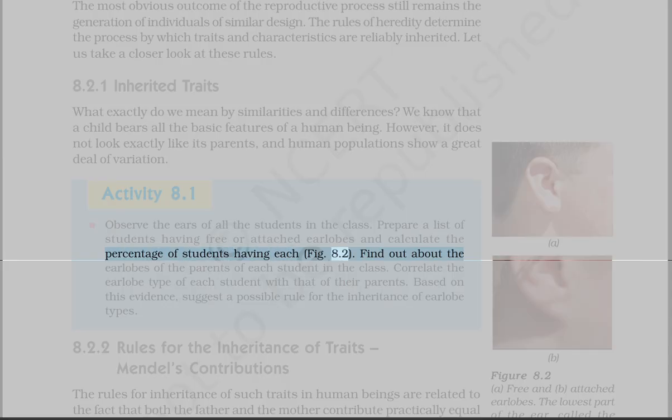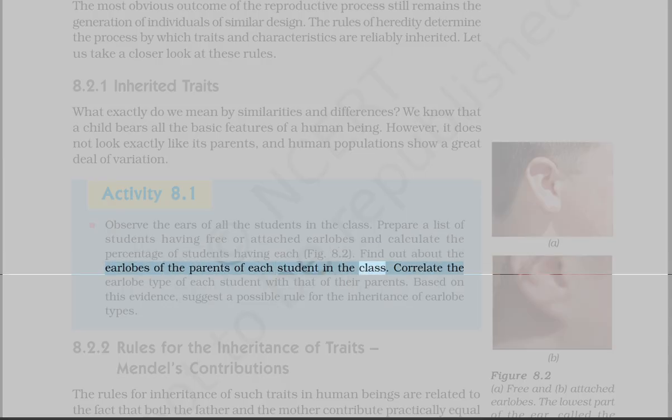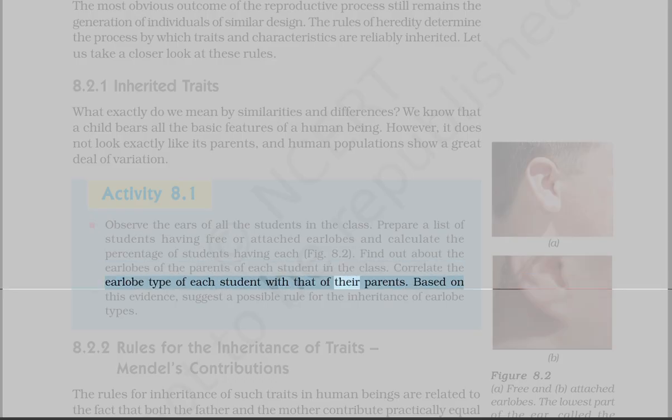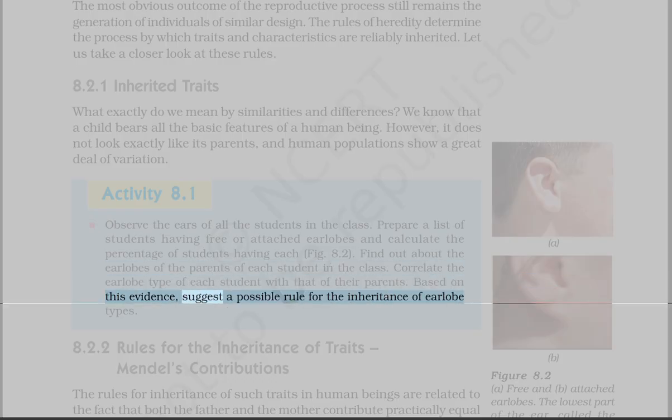Find out about the earlobes of the parents of each student in the class. Correlate the earlobe type of each student with that of their parents. Based on this evidence, suggest a possible rule for the inheritance of earlobe types.